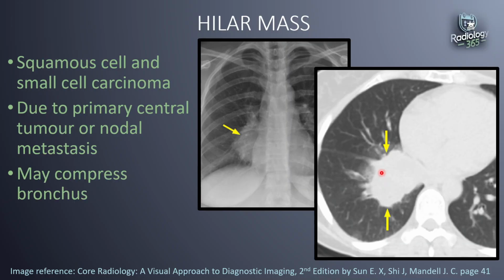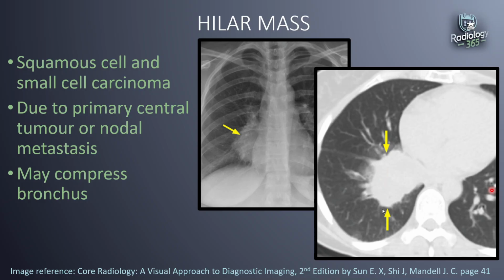Then hilar masses are also a common presentation of lung cancers, specifically squamous cell and small cell carcinoma. Hilar enlargement may be as a result of a primary central tumor in the hilar region, or as a result of nodal metastasis, hilar nodal metastasis from perhaps a parenchymal neoplasm. The tumor in the hilum, or the mass in the hilum, may end up compressing and narrowing the bronchus, and then you could have cases of lobar atelectasis or obstructive pneumonia secondarily.